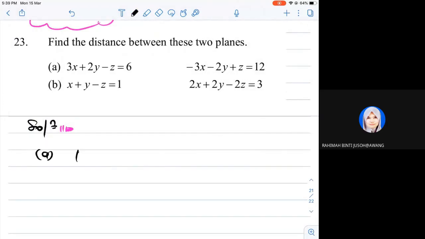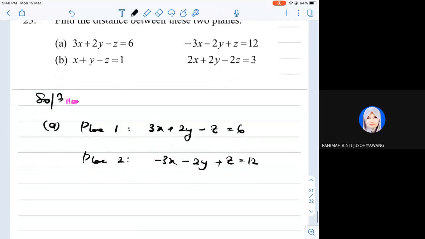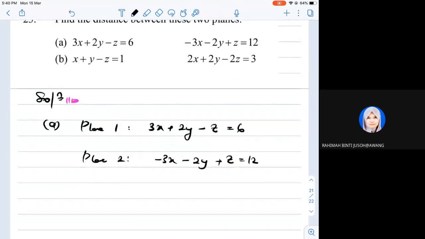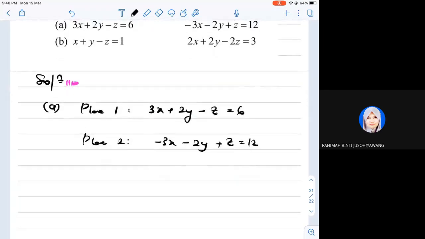Alright, let's say plane 1. Plane 1, we have equation 3x plus 2y minus z equals 6. And then plane 2, kita ada negative 3x minus 2y plus z equals 12. Okay guys, cara dia macam ni. Kalau soalan nombor 22 tadi, dia dah bagi siap-siap dah.